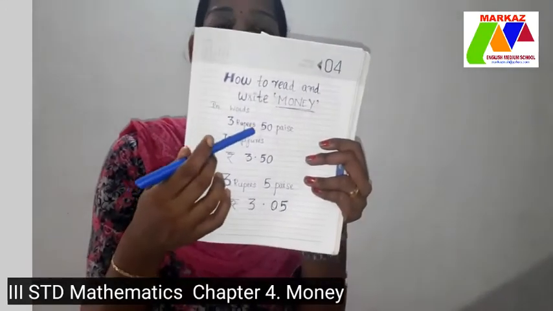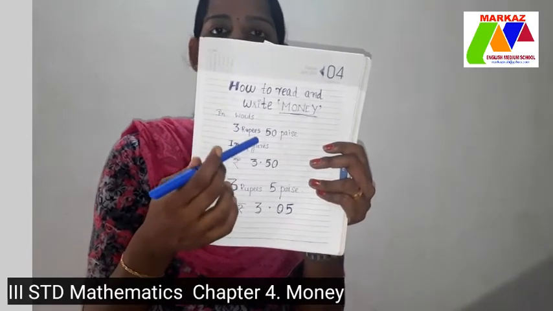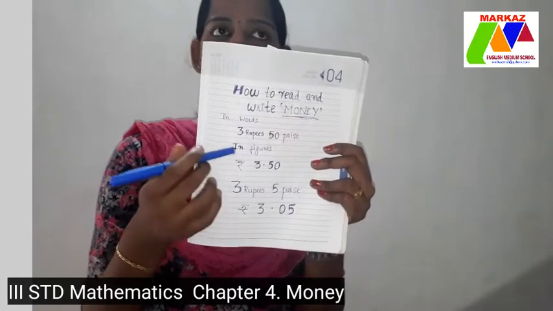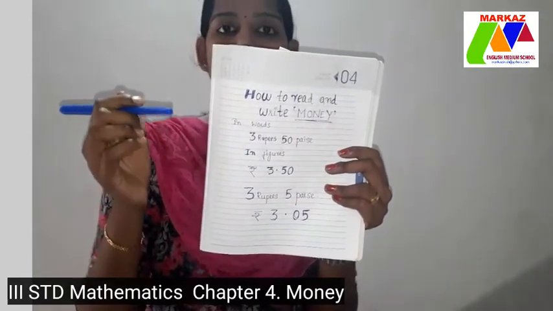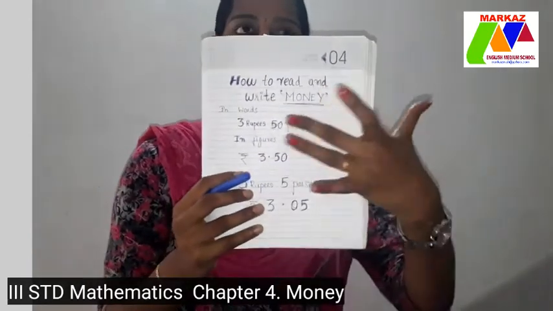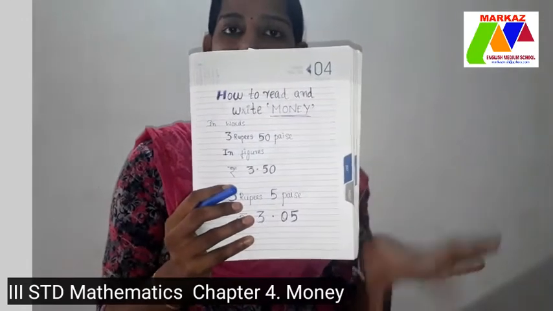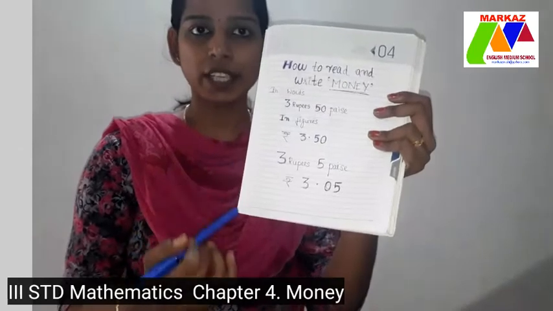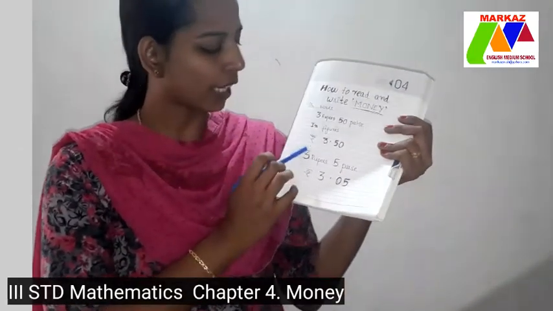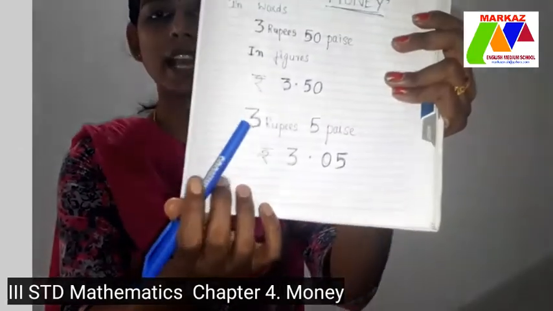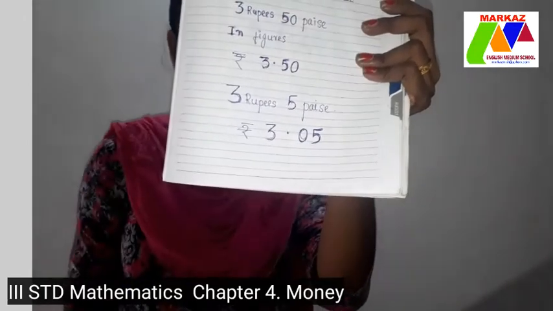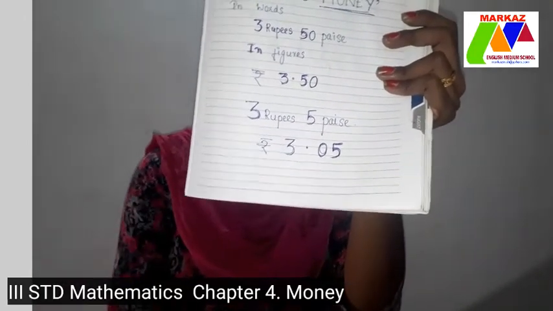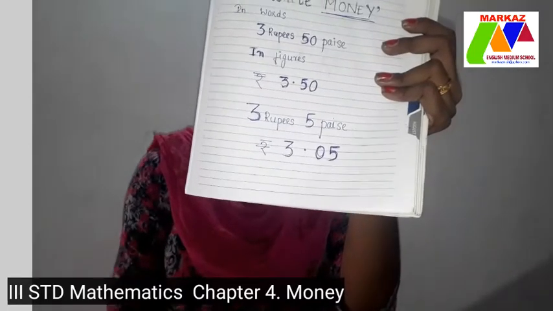This dot separates the paise and the rupees. So in the first part we have to write the amount of rupees. Okay, in the second part we have to write the paise. Understood? So let us check the next example. Can you see 3 rupees and 5 paise? Okay. Now let us study how it should be written in the form of figures.